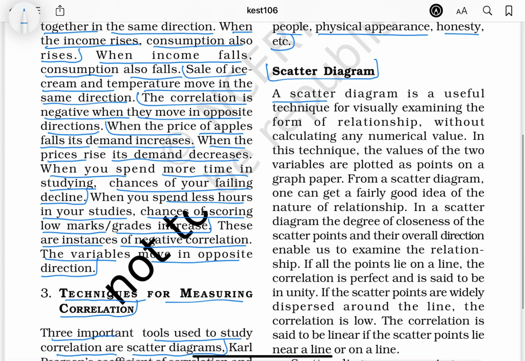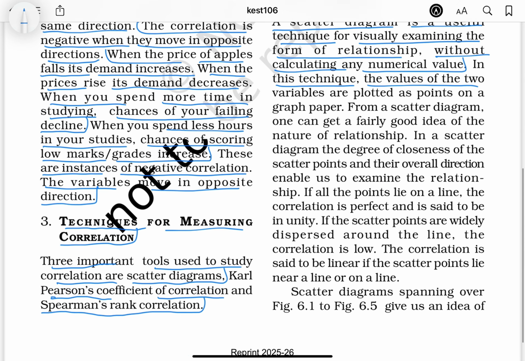Scatter diagram. A scatter diagram is a useful technique to visually examine the form of relationship without calculating any numerical value. In this technique, the values of the two variables are plotted as points on a graph paper. From a scatter diagram, one can get a fairly good idea of the nature of relationship. The degree of closeness of the scatter points and their overall direction enable us to examine the relationship.